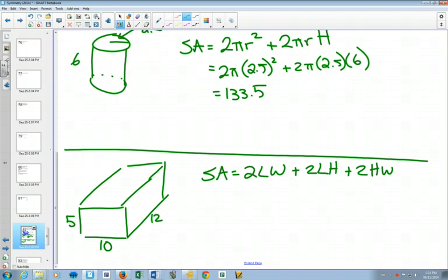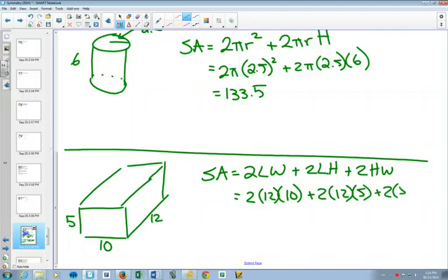Okay, height, would you go with 5 for the height? Which one do you want as length? 12 for the length, 10 for the width? Okay, so 12 for the length, 10 for the width, 12 for the length, 5 for the height, 5 for the height, 10 for the width. It's not bad when you're plugging things in to label these. We decided that was our height, this was our width, that was our length, so that when you actually plug them in, you don't get mixed up which values were which.